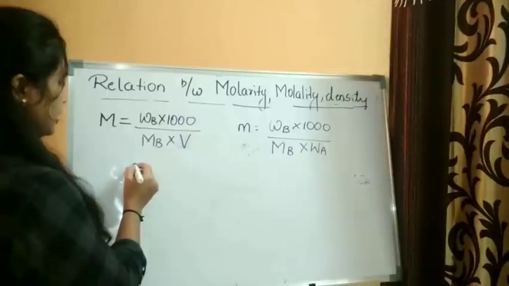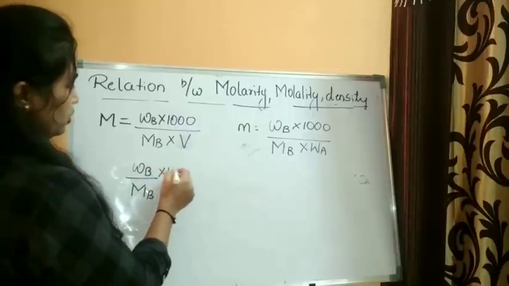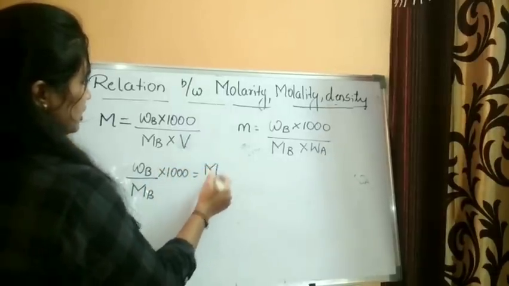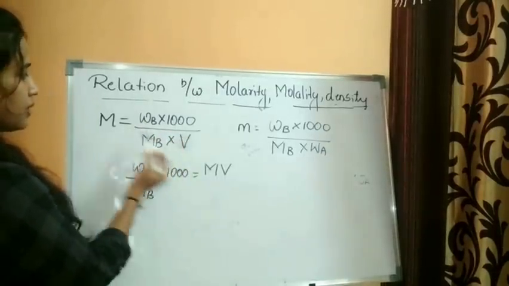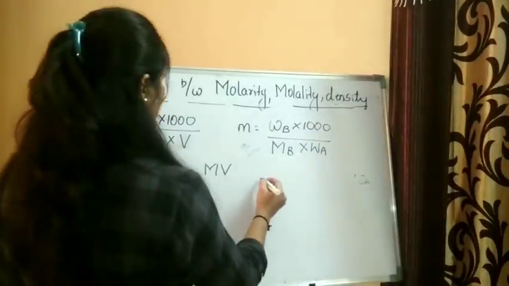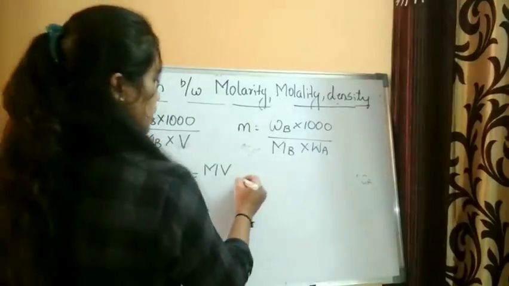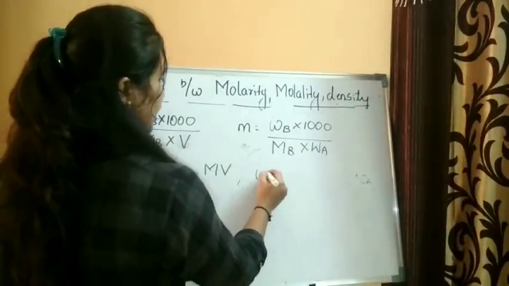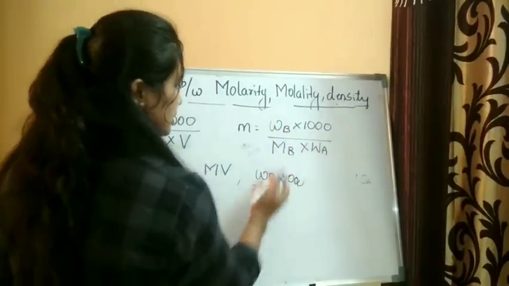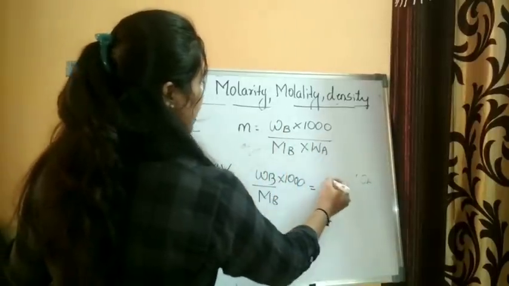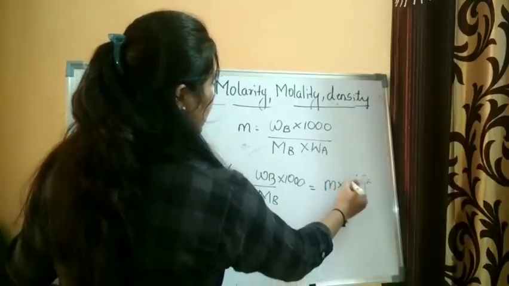So can I take here WB into 1000 by MB is nothing but M into V. Agree? So WB into 1000 by MB is nothing but M into V. Similarly, can I take over here m into WA, and yes, exactly correct. So now can I take here WB by MB into 1000. These three terms I have taken one side. So what remains, what happens? We are going to get M into V equals m into WA.